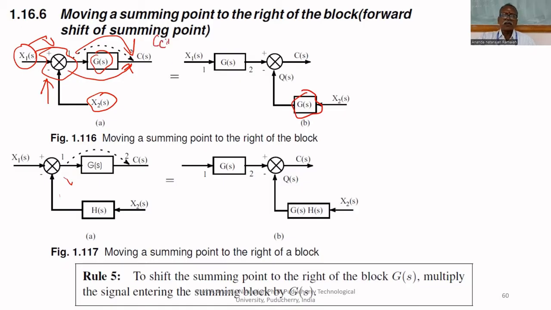Here what you will get? C of S equals G of S X1 of S plus G of S X2 of S. Here also what you are getting? The same. C of S equals X1 of S multiplied by G of S, X2 of S also multiplied by G of S. But here a minus sign is there, so I should put a minus sign. So here also you will get G of S multiplied by X1 of S minus G of S multiplied by X2 of S.